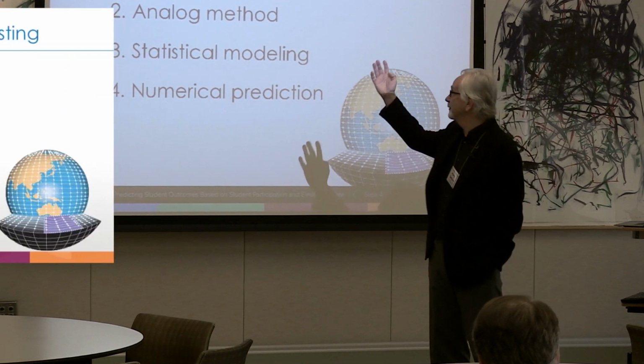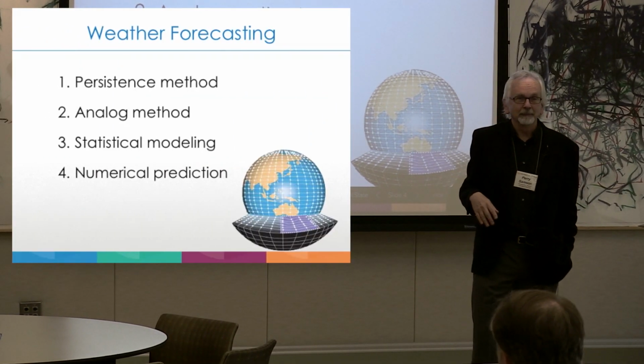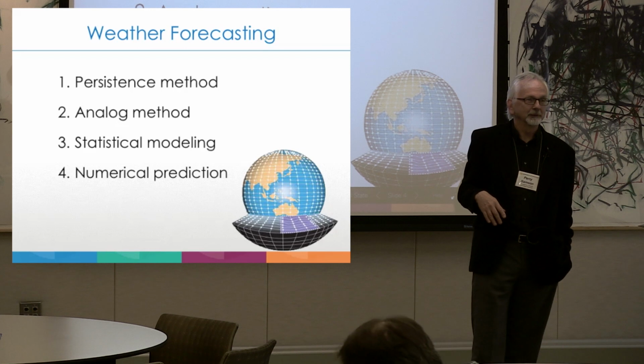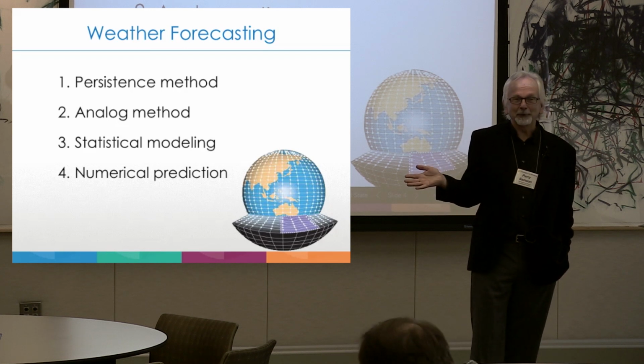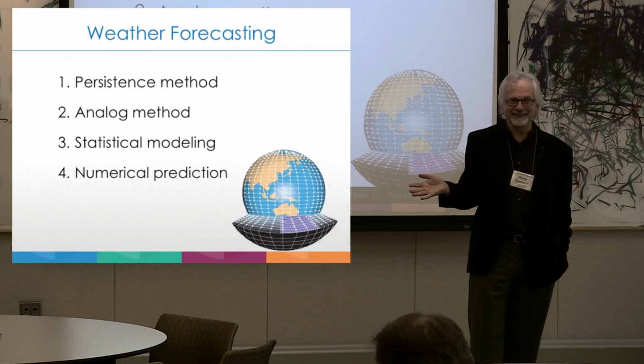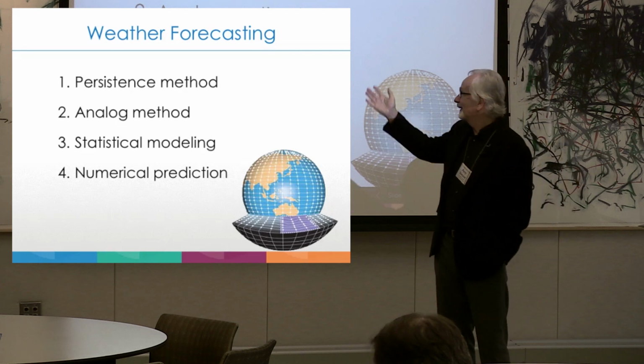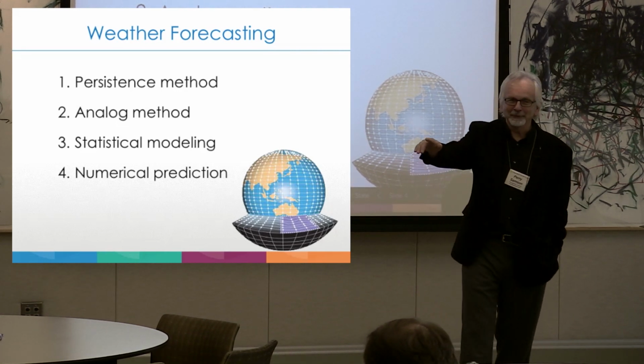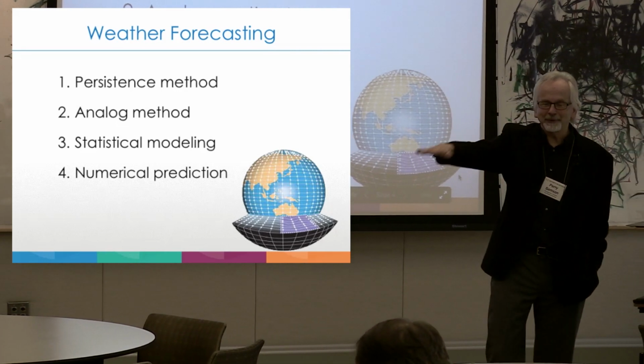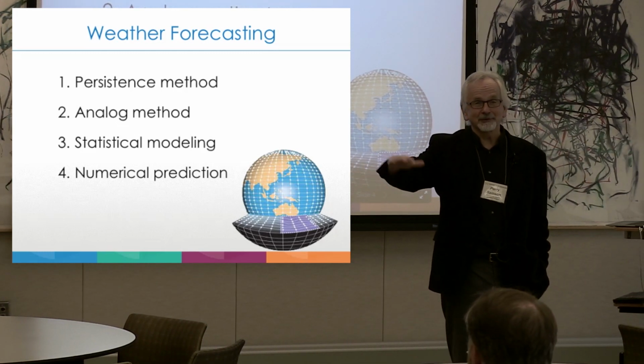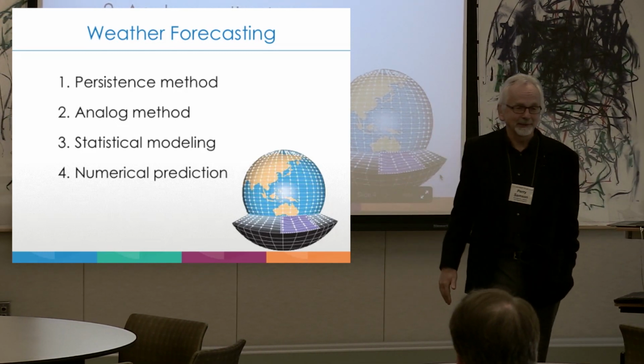In weather forecasting, there are four models of weather forecasts. One is a persistence method. That is basically what happened today is going to happen tomorrow. And that model works pretty well under the right weather conditions. The analog method is, oh, this weather situation looks like a situation we had last year, so I'm going to forecast based on that.